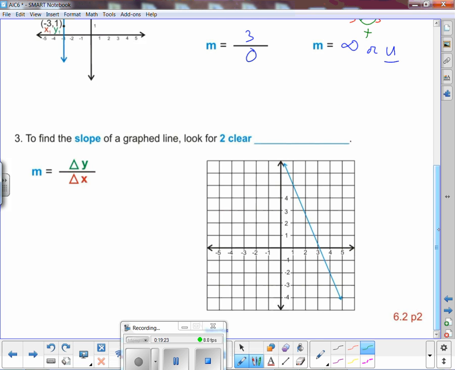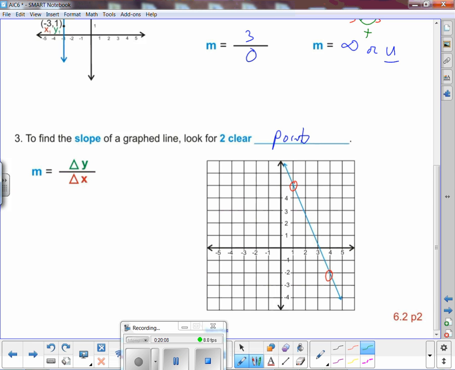To find the slope of a graphed line, look for 2 clear points. If you look on the graph, right here is a very clear point, definitely at the point (1, 5). Do you agree? Now, you're trying to look for a perfect intersection. I don't see another one along the line until way down here. Those are two clear points that we can see. We can use these points to find the slope.